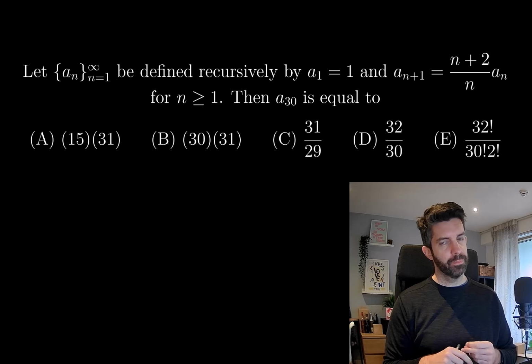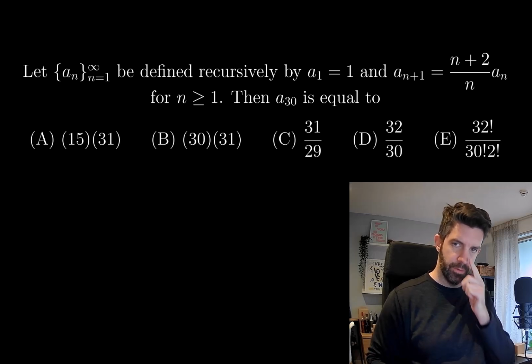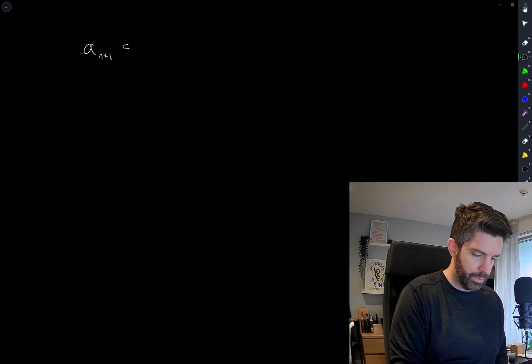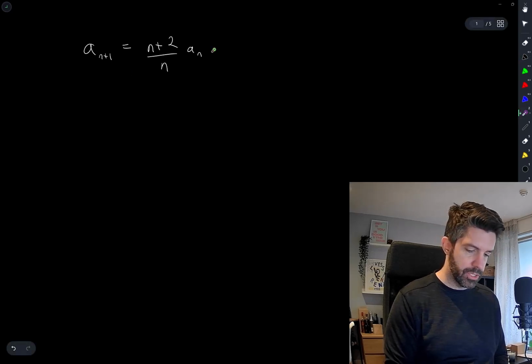It looks like there might be some kind of, well, actually, I'm not sure, like a telescoping thing going on here, or something like that. The way I'm going to do this: a_{n+1} is equal to (n+2)/n times a_n. What I'm going to do is substitute this relation for a_n itself.